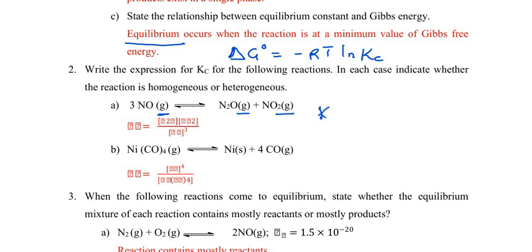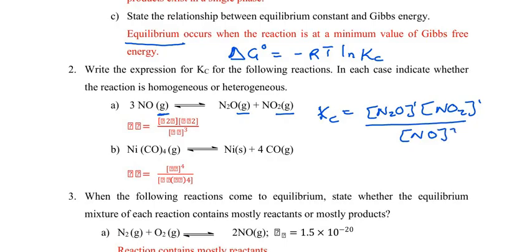And the Kc expression here should have been the concentration of the N2O to the power 1, times the concentration of nitrogen dioxide to the power 1, over the concentration of the nitrogen monoxide to the power 3. That should have been the answer here.